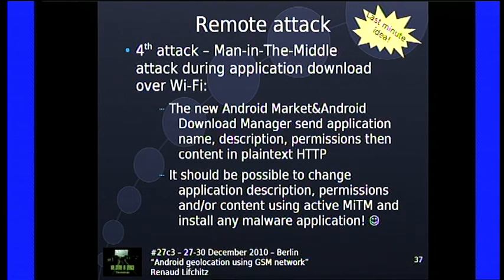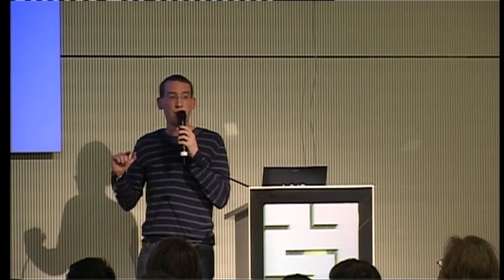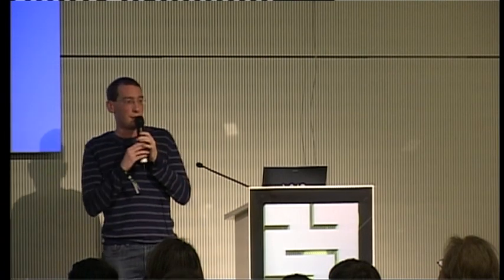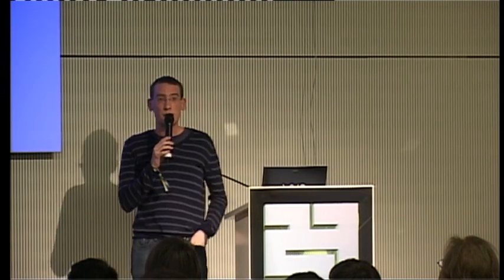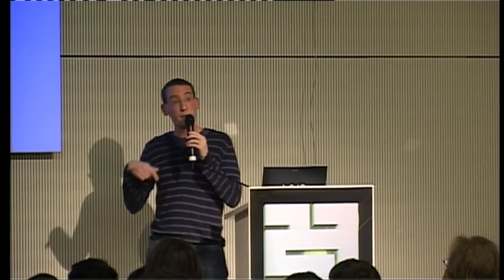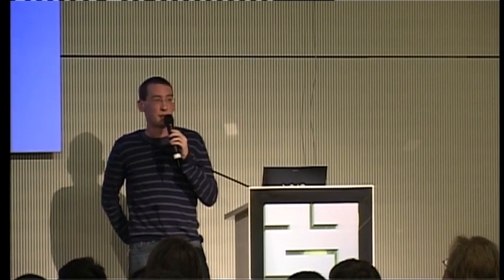Since Android 2.1, you have a new system for downloading applications from the market. You have an integrated download manager, and this integrated download manager works in plain text HTTP to download the application. Not only to download the application, but to see the application name, application description, and application permissions just before downloading the application.